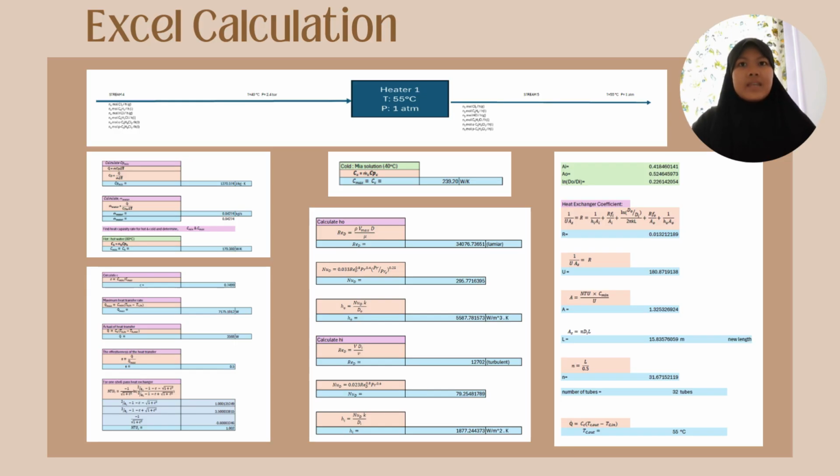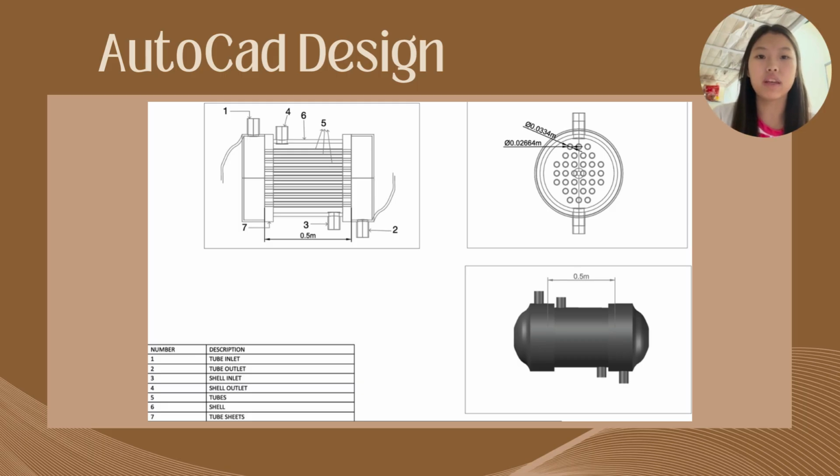The next step is to calculate the Ho and Hi. The Ho that we got is 5587.78 and Hi is 1877.24. Then we use both to find the U. Then we got 180.87 and the length we got is 15.83 meters, and the tubes that we need is 32 tubes. Then the T cold out is 55 degrees Celsius. This is our AutoCAD design with front and side view.